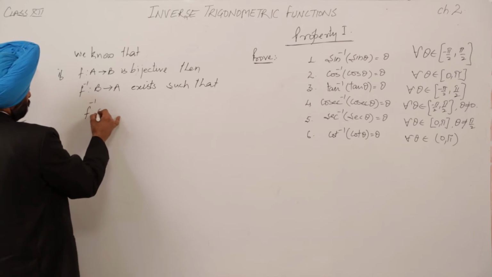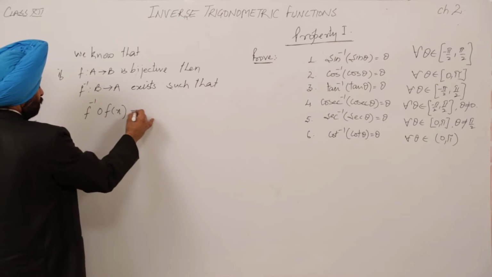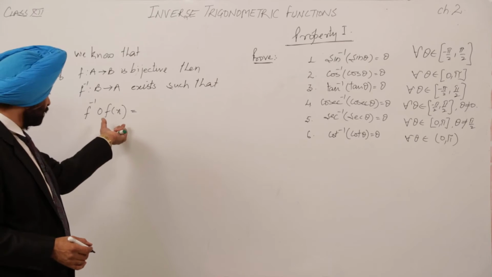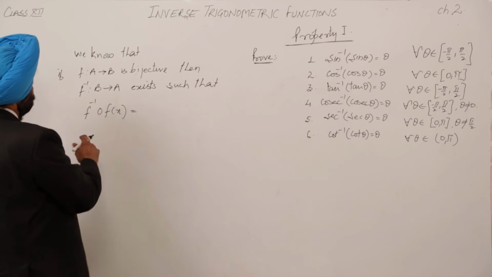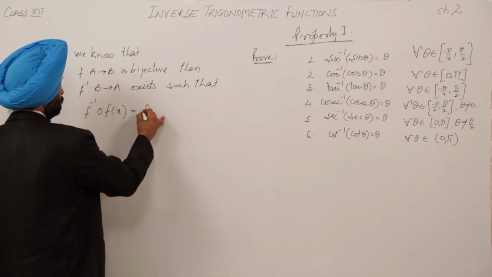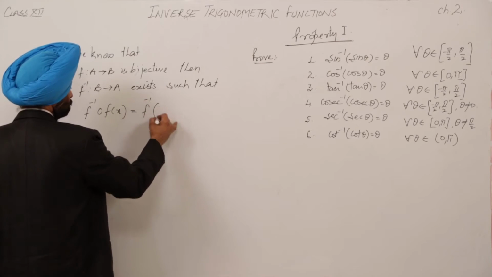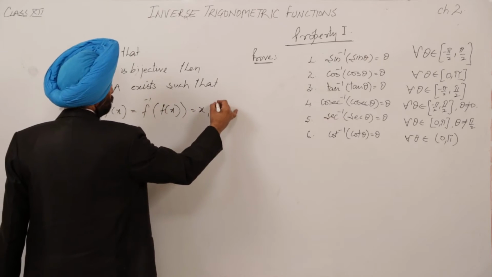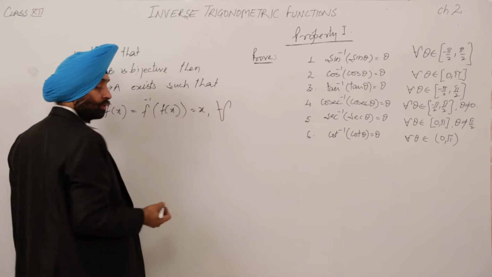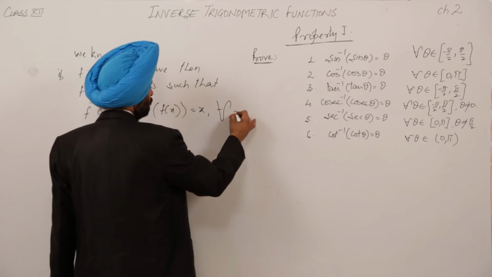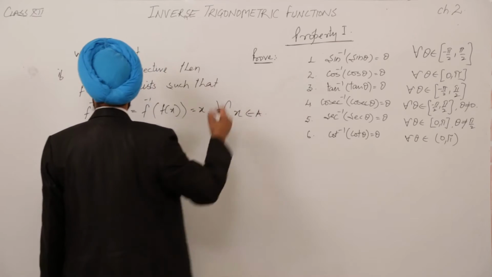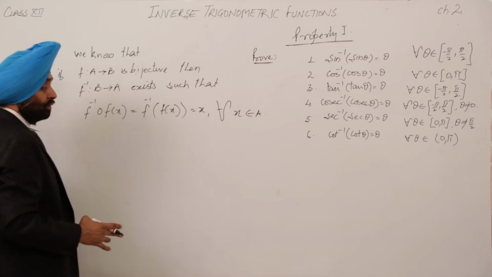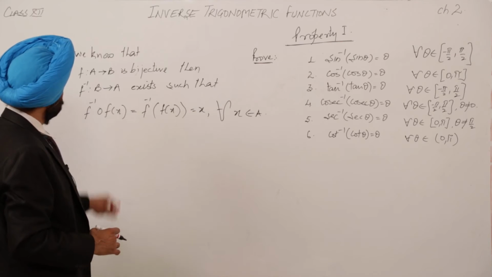now be careful, why and how are we getting the inverse. First comes this function and then the whole result will be of the inverse part. So f inverse of f of x is equal to x for all values of x where x belongs to the set A. So this was the basic thing for the inverse part, which we have proved.